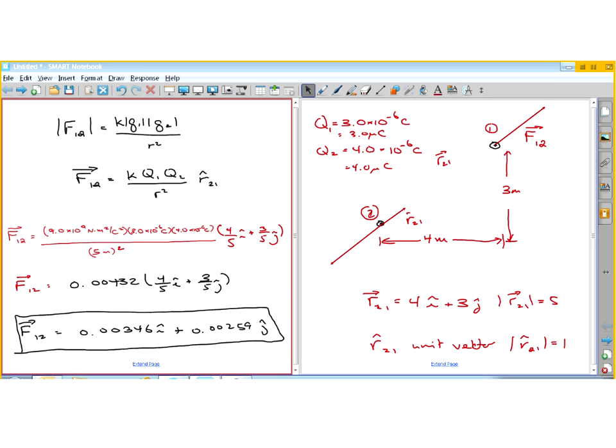That's r. Then the unit vector from charge 2 to charge 1. This is the tail of the vector. This is the tip of the vector. The unit vector is the vector from here all the way to there, divided by the length of the vector. The unit vector has a magnitude or length of 1 unit. This is the unit vector right there. Okay, so that is how you handle it.